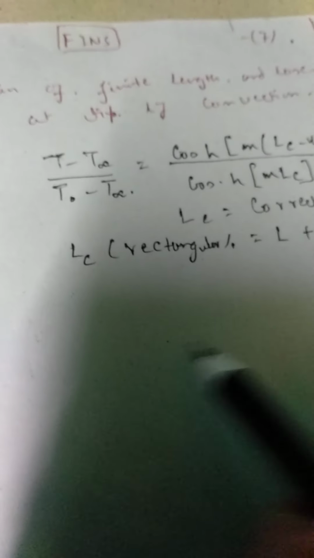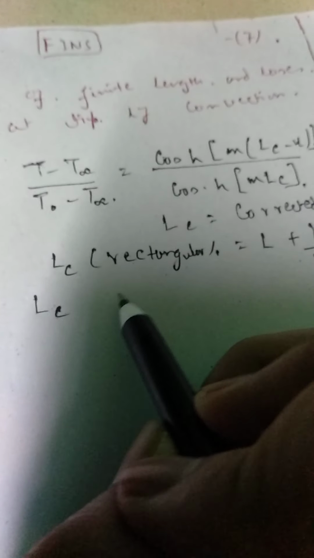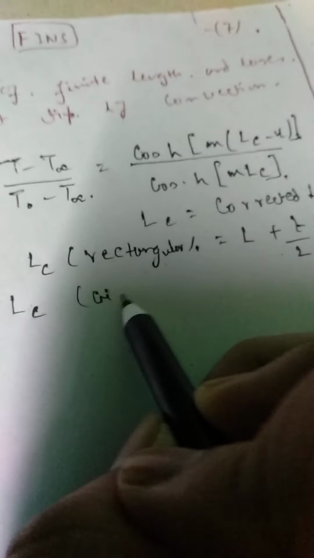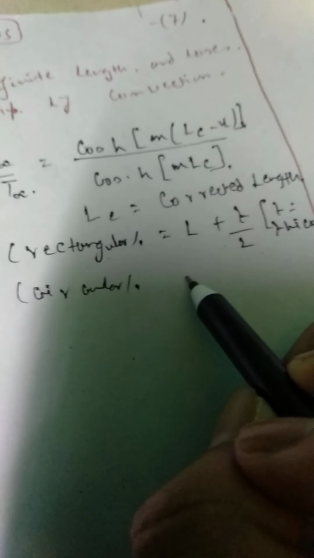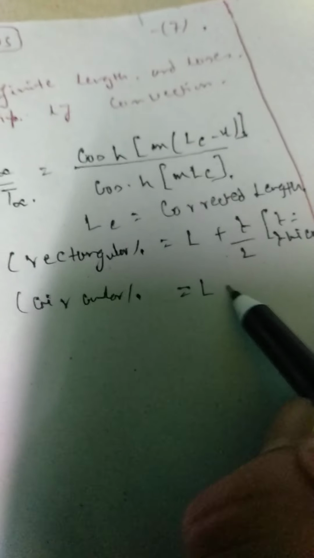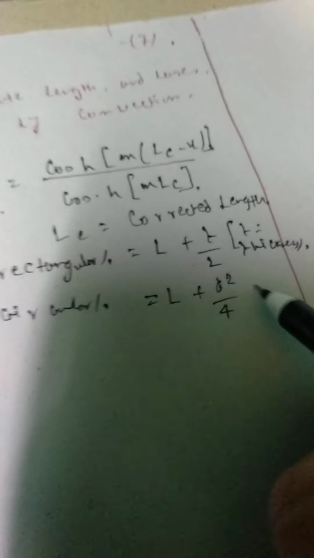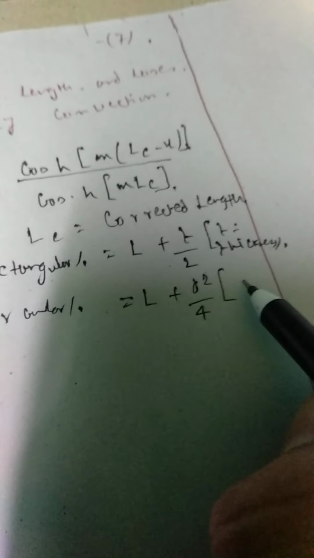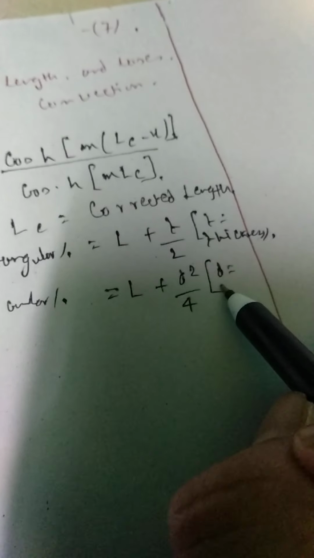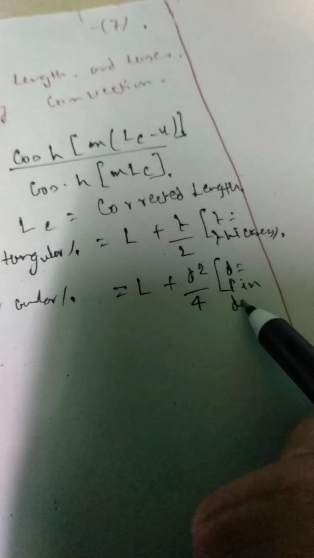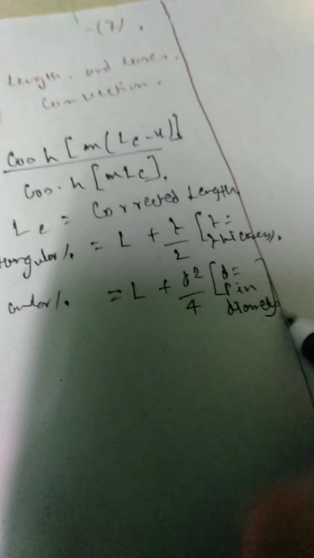For circular or pin type fins, Lc will be equal to L plus D by 4, where D is the pin diameter for circular fins or pin fins.